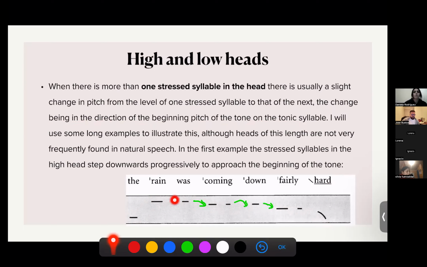The rain was coming down fairly hard. Hard, hard, hard.